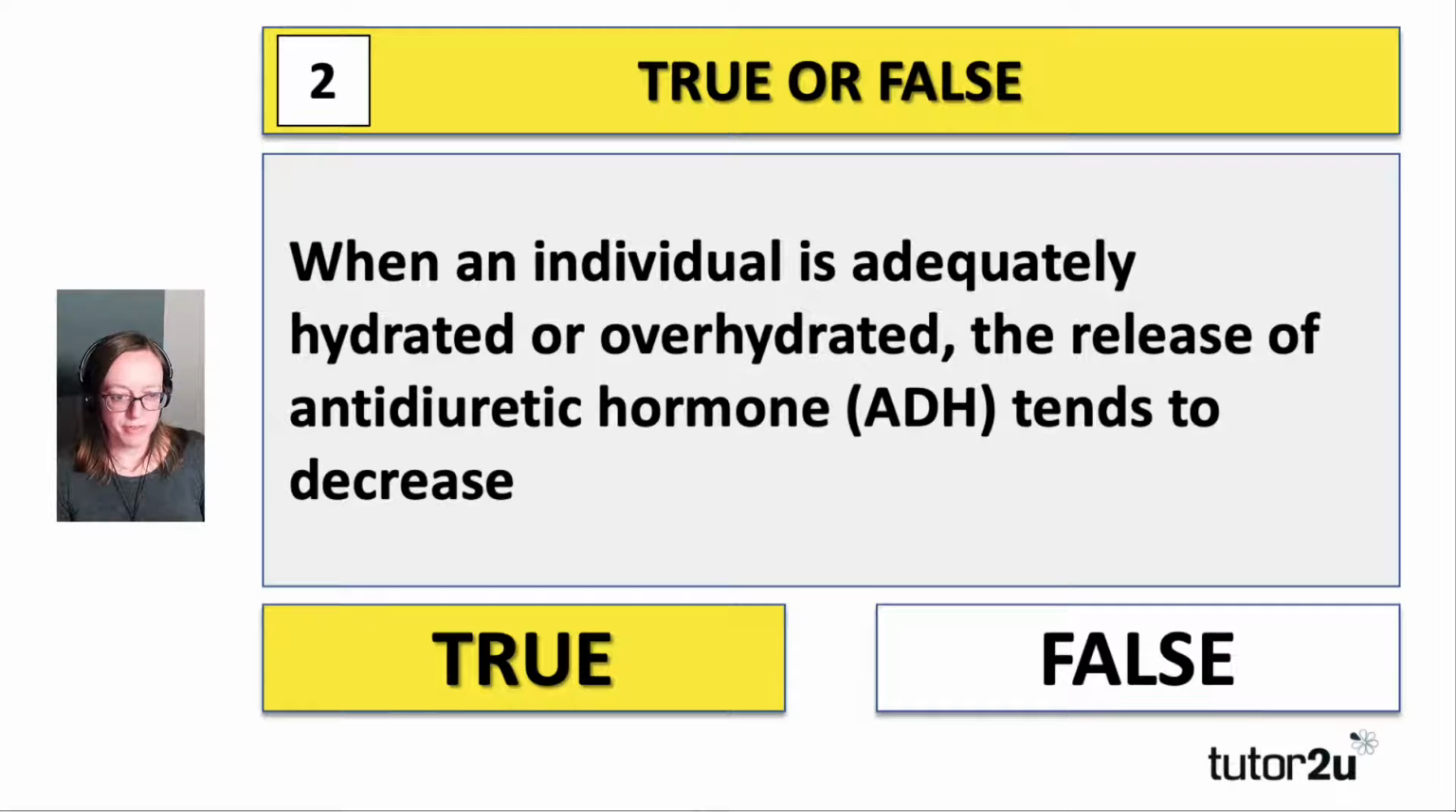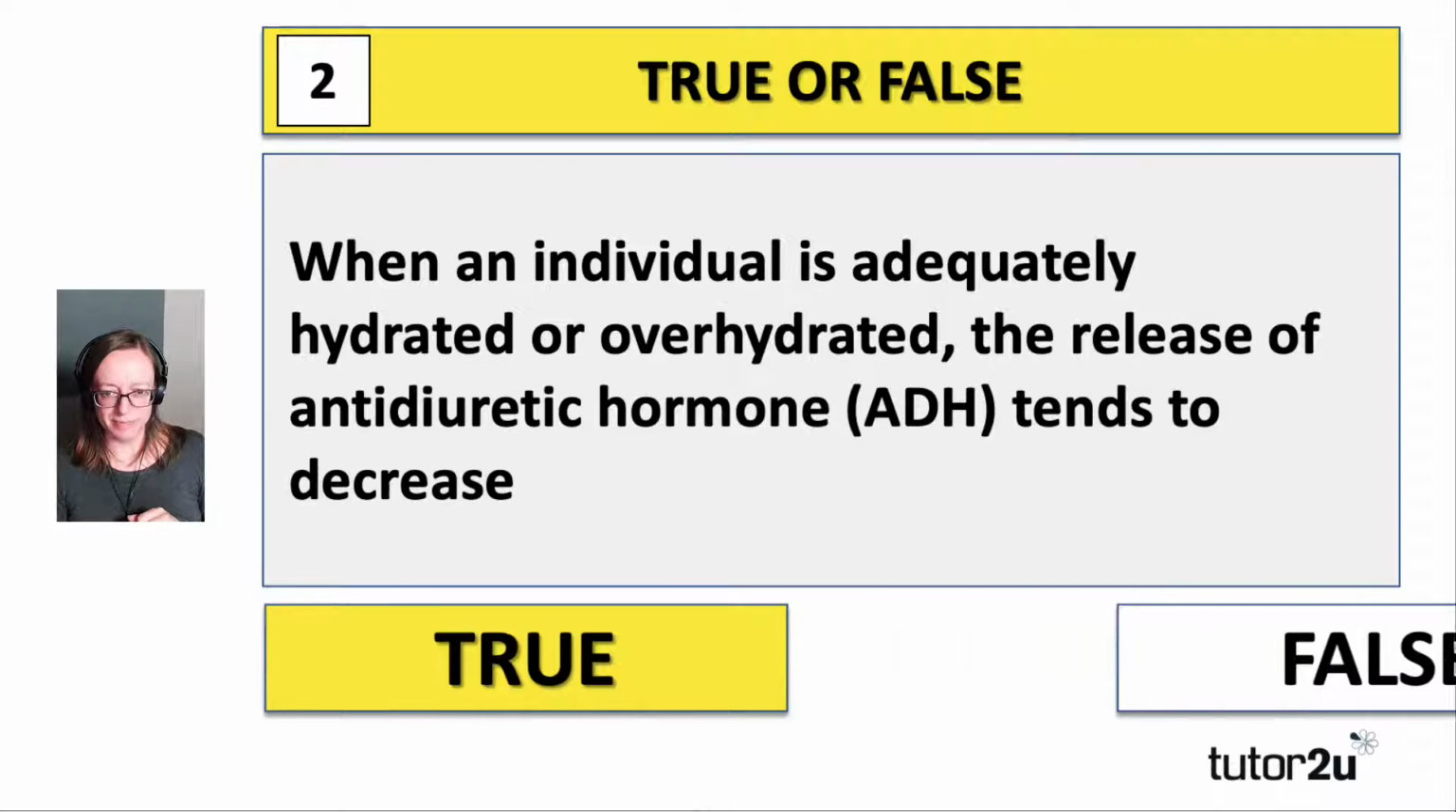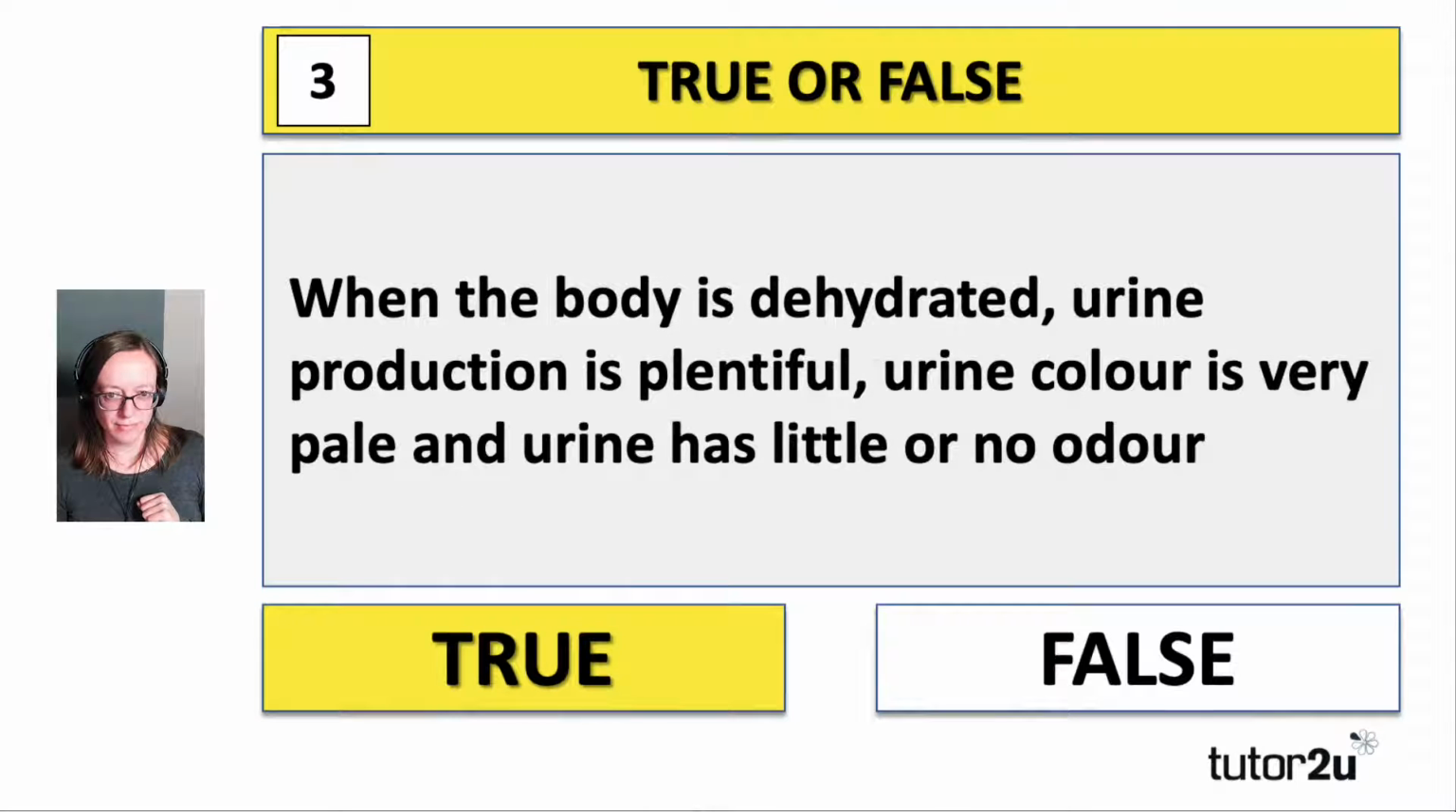I can see some coming through. Yep, true from Chisholm, and not sure, NVNDY. Yep, true. Okay, our third statement then. When the body is dehydrated, so that's when you don't have enough water, urine production is plentiful, which means there's lots of it. Urine colour is very pale, and urine has little or no odour. Do you think that's true, or do you think that is false? Just give a moment to think.